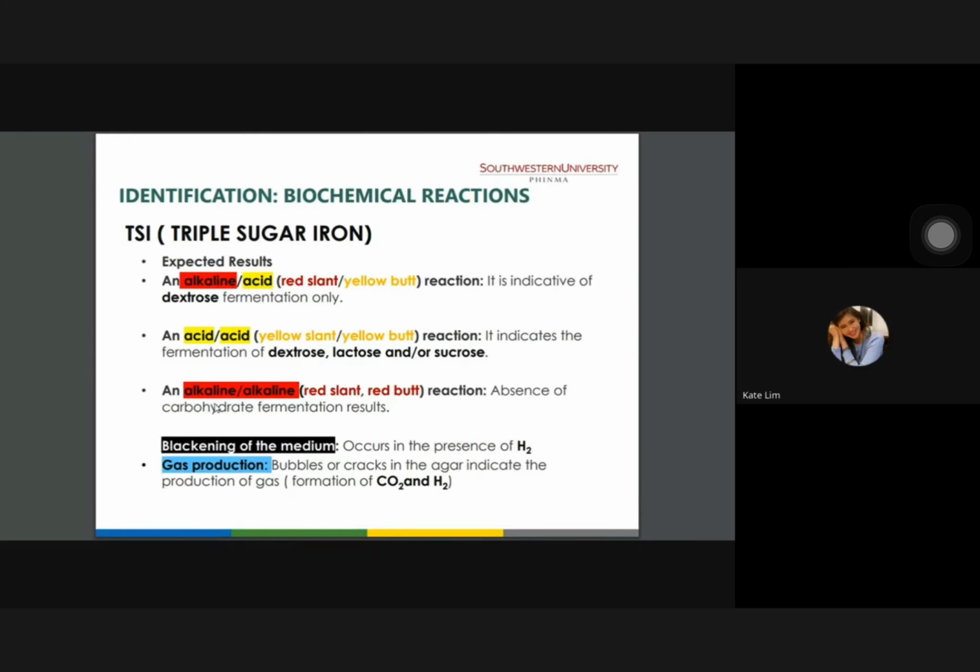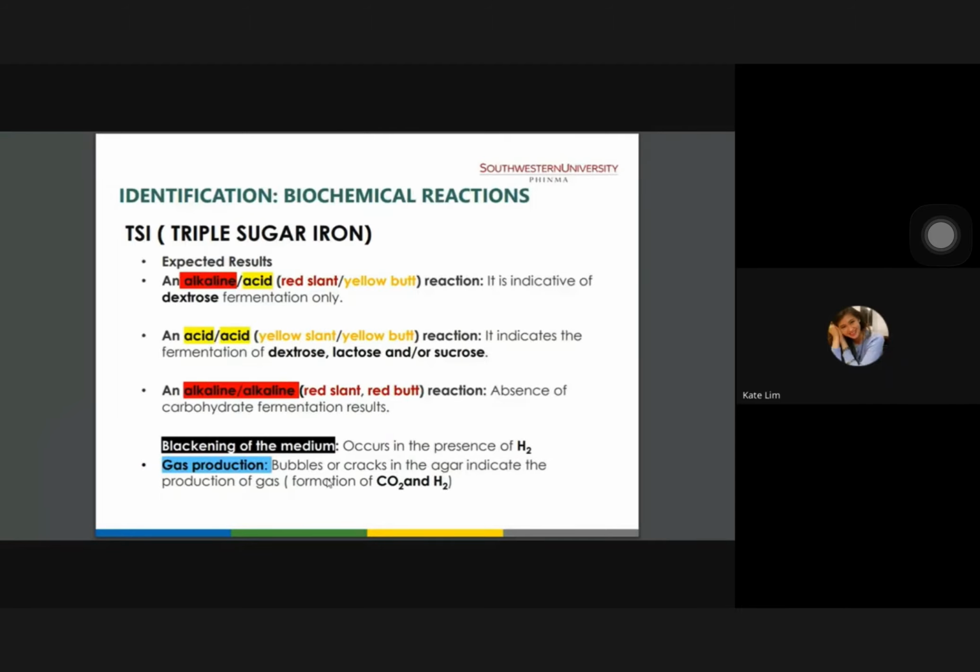So it should be alkaline over alkaline. No acidity happens, the medium is not acidic since no fermentation happened. Alkaline stands for K, so that would be K over K. That is how you interpret the absence of carbohydrate fermentation.